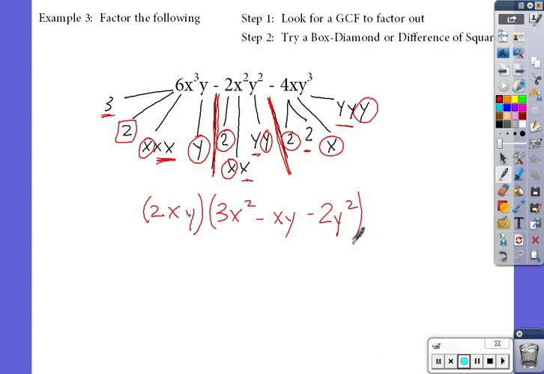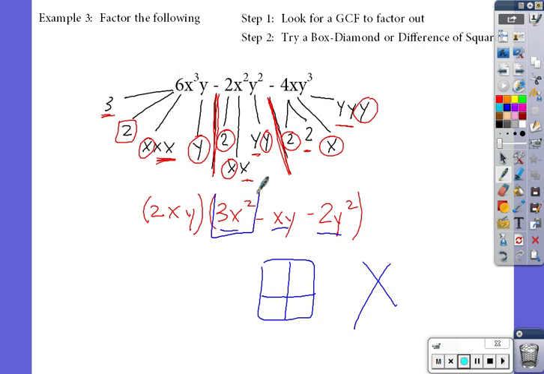All right, so is this a trinomial? Yes, it is, because it has 3 terms, like a tricycle has 3 wheels. So I'm going to try a box diamond with it. Now some of you were struggling with box diamonds that had x's and y's in them. Fair game, no different. The first x squared term goes in the bottom of the box, the second one goes in the top, and the middle term goes in the diamond.